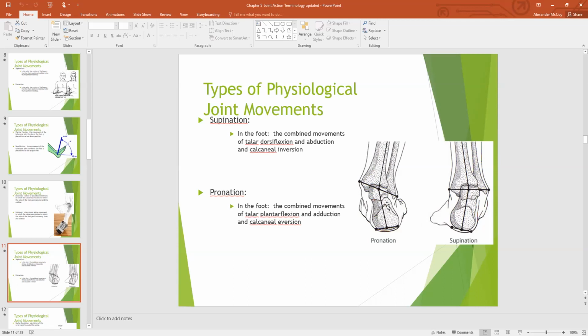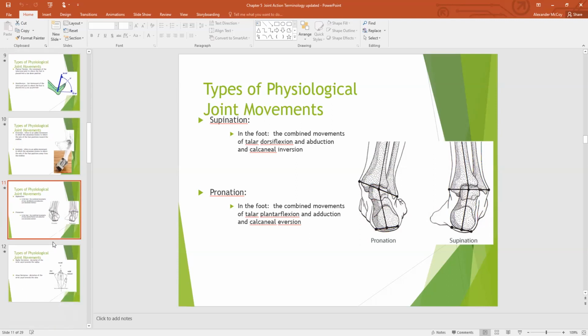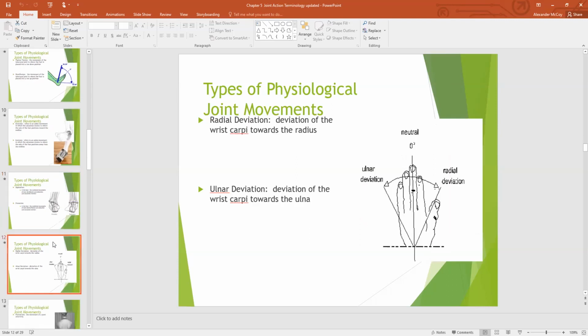So we have pointing of the foot at the talus, that talar plantar flexion, and adduction, so it's coming towards the midline, which makes sense because if you think about it, the talus rolls inward, so the heel is going to point outward. So you have the eversion at the calcaneus. Hopefully that makes sense to you.